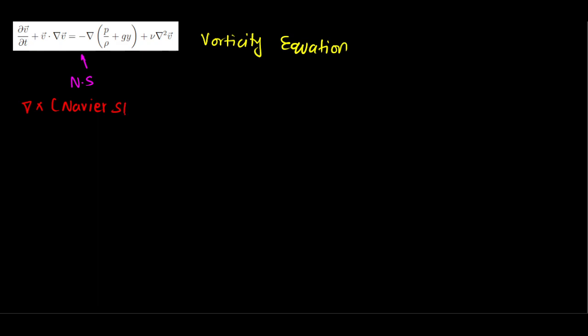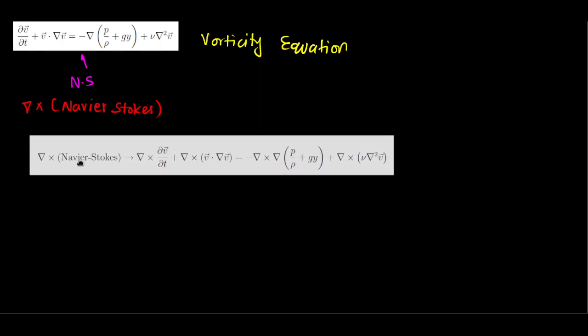And why do we do that? Because we know that the curl of velocity gives us vorticity, and we do have a lot of velocity terms here, so why not just take curl of the Navier-Stokes equation and see what result we get. So after we take curl of the Navier-Stokes equation, we get something like this.